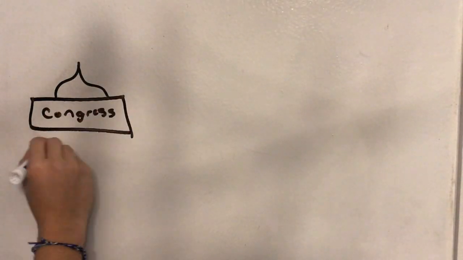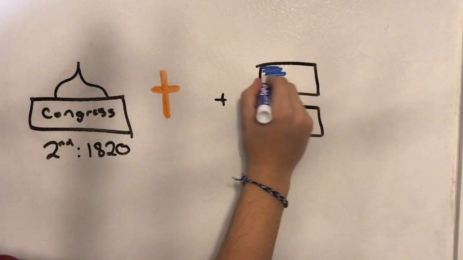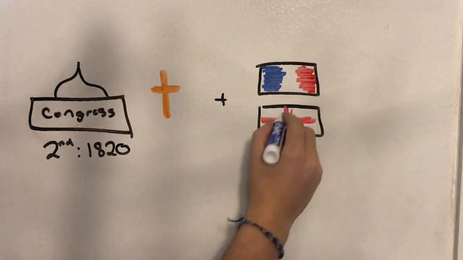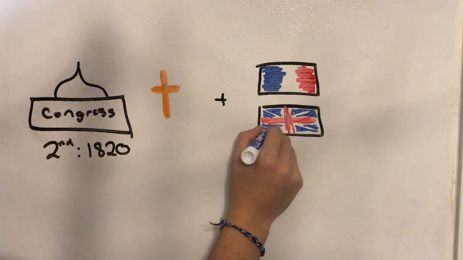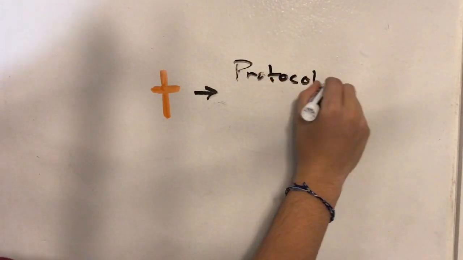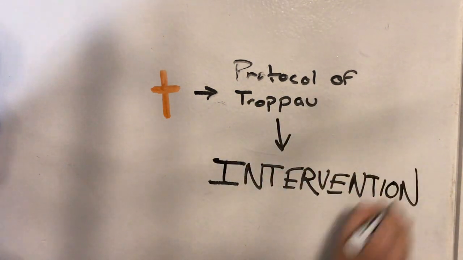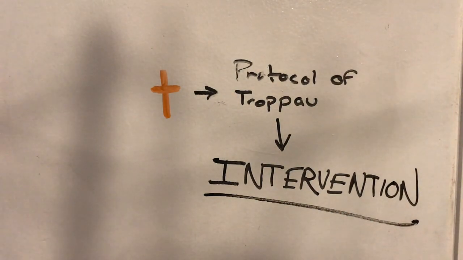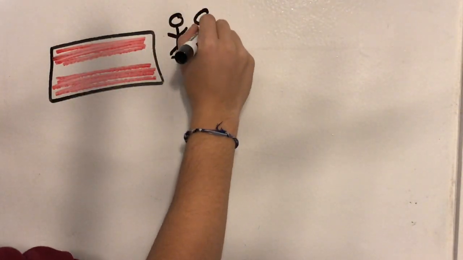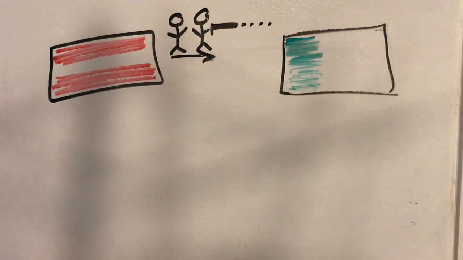Now, at this Congress, the Holy Alliance, which is made up of Prussia, Russia, and Austria, is going to meet with French and British delegations. At this Second Congress, the Holy Alliance issues the Protocol of Troppau, which is a declaration that asserts that stable governments may intervene to restore order in countries experiencing revolution. This is going to be seen in Naples when Austrian troops marched in to crush a revolution there.